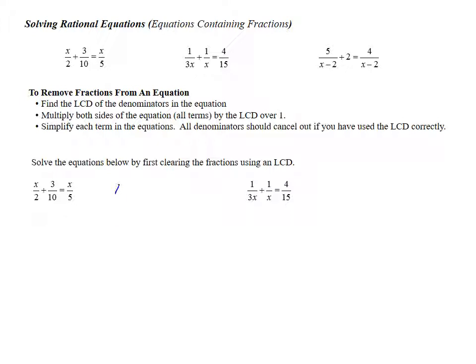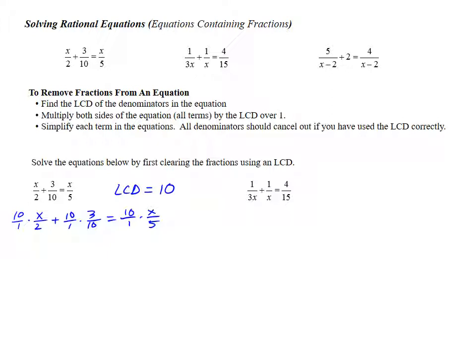What we have here is an LCD of 10 because that's the smallest number that all three of these will go into. 2 goes into 10, 10 goes into 10, 5 goes into 10. What we're now going to do is multiply every term in this equation by 10 over 1. So 10/1 times x/2 plus 10/1 times 3/10 equals 10/1 times x/5. The idea here is that because we're using the LCD, we end up simplifying the multiplication before I do it.